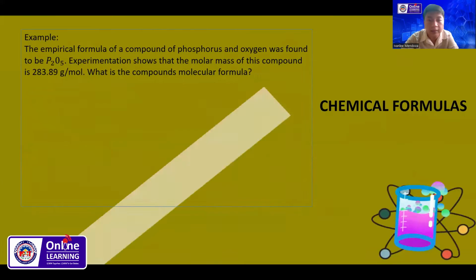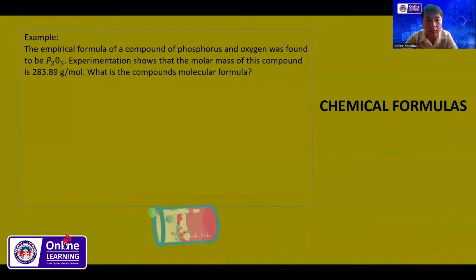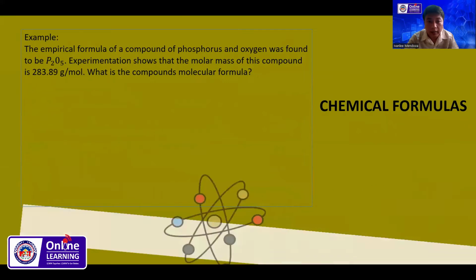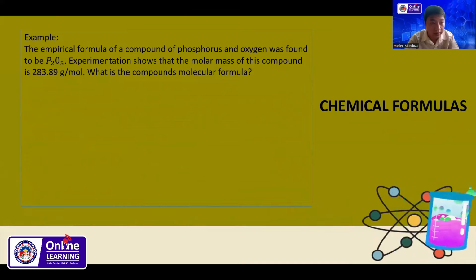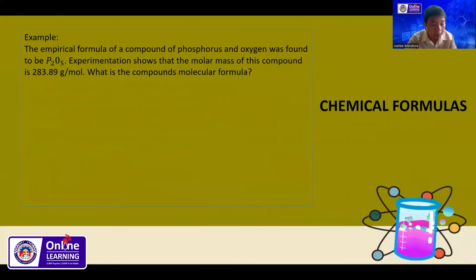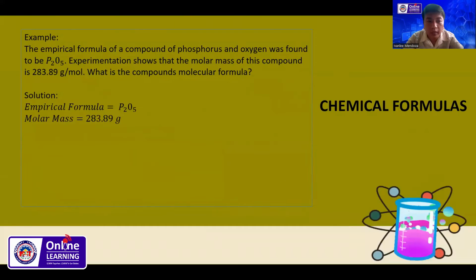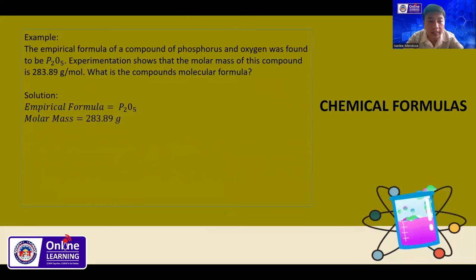So let us solve this example. The empirical formula of a compound of phosphorus and oxygen was found to be P2O5. Experimentation shows that the molar mass of this compound is 283.89 gram per mole. What is the compound's molecular formula? Now, in this problem, first of all, we need to identify the given. We have the empirical formula, that is P2O5, and we have the molar mass, that is 283.89.